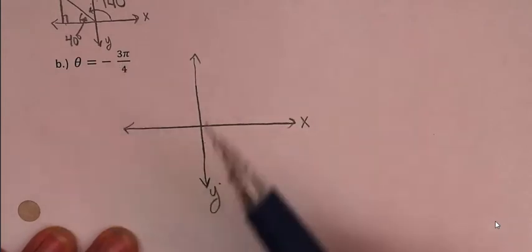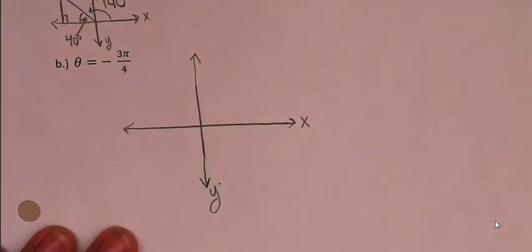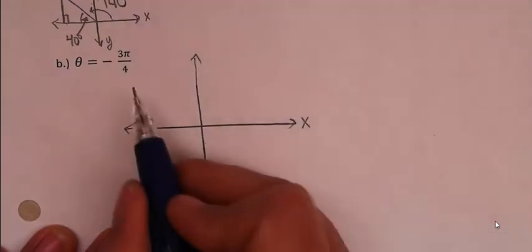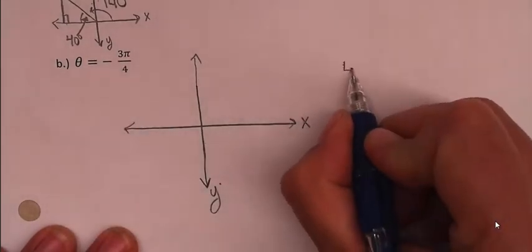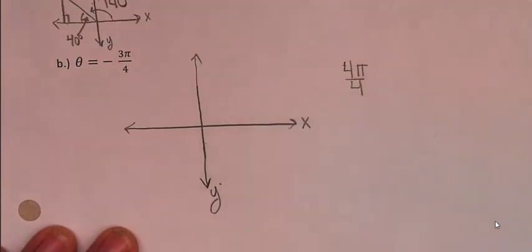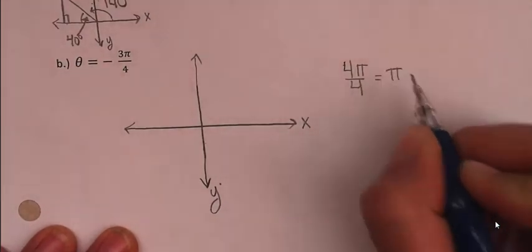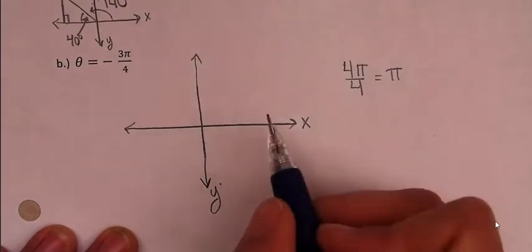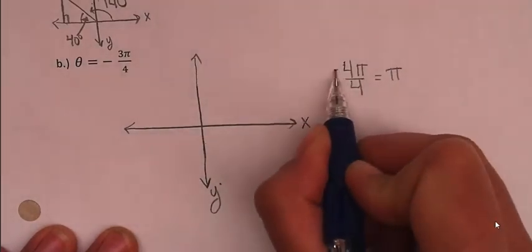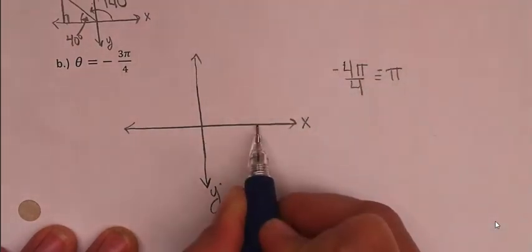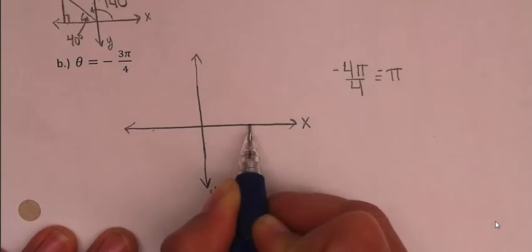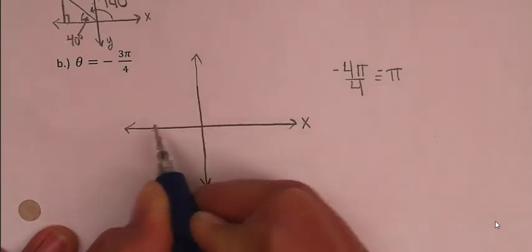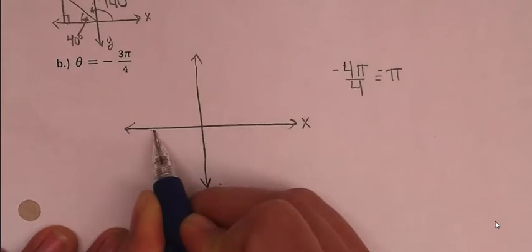Now, you might be asking yourself, what is 3 pi over 4? Well, the closest thing that I can think of to make that a whole pi is 4 pi over 4, right? 4 pi over 4 equals pi. So if I think about going negative pi, that means I'm going to start here and work my way all the way over to negative pi. Or if I was starting here and going counterclockwise, pi radians.